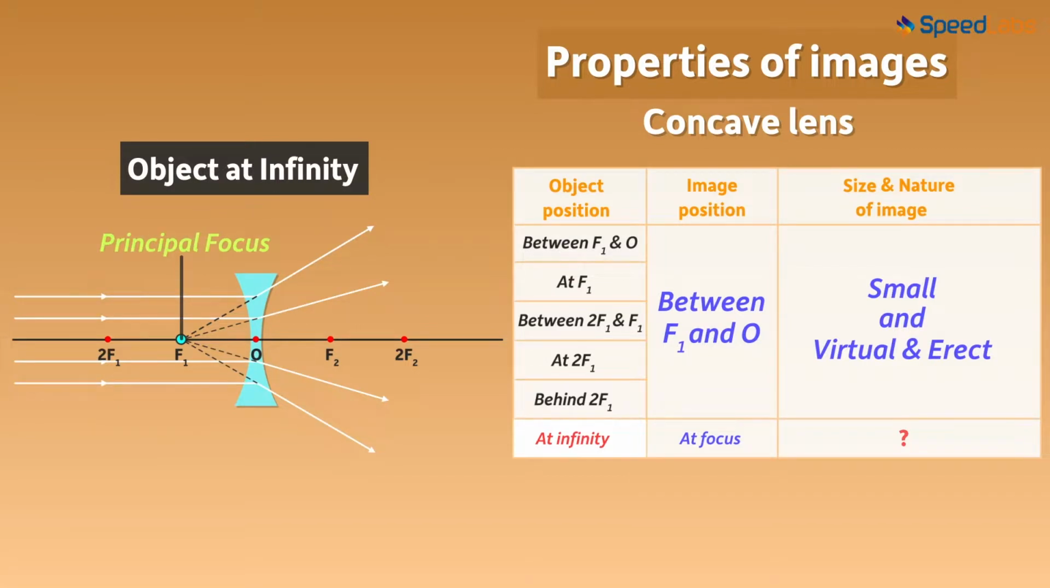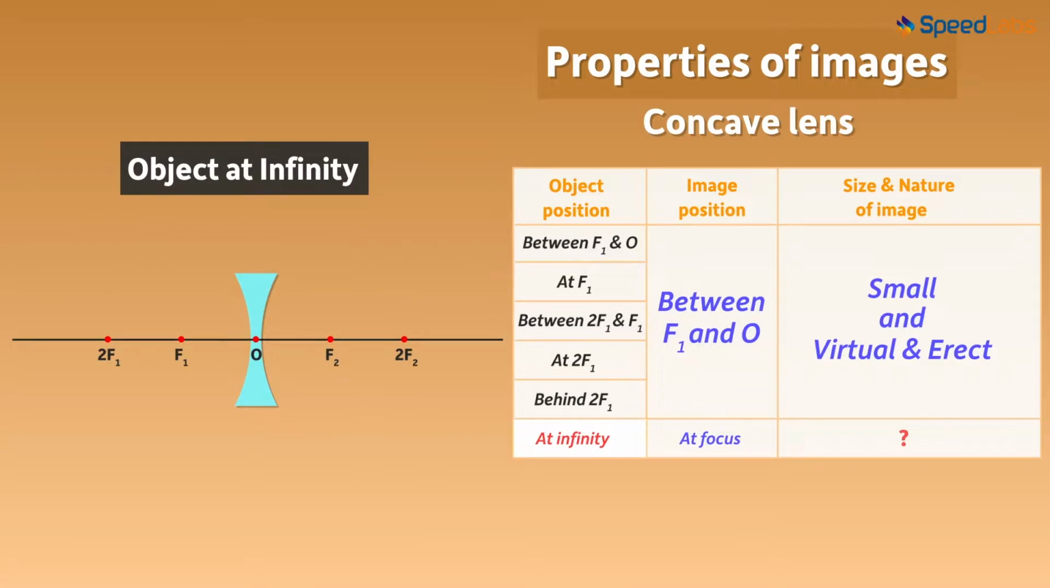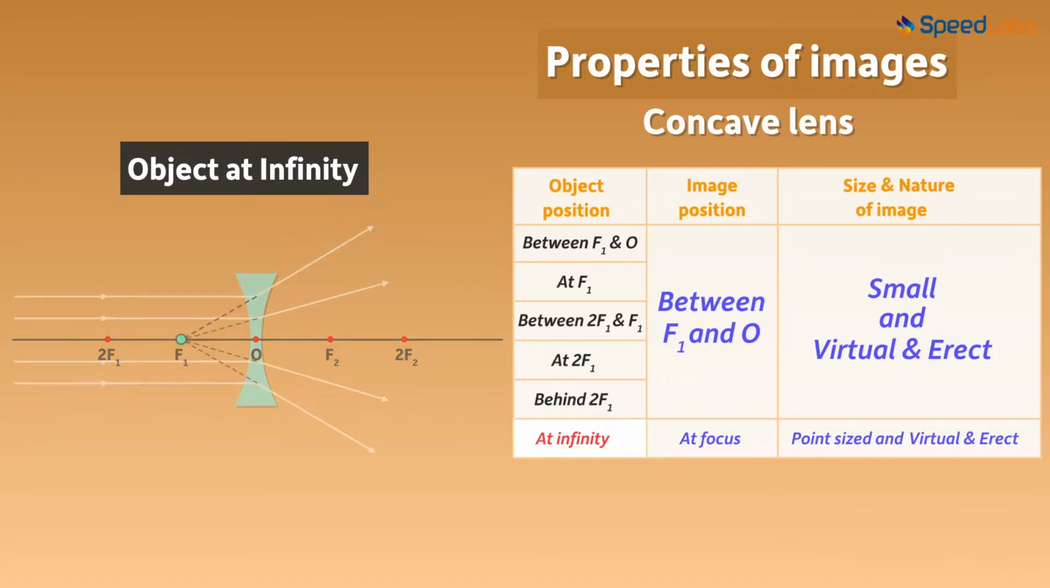However, this may not always be the case. For instance, when the parallel rays are traveling in this direction, then the rays appear to come from this point, which is a focus but not a principal focus. This image is also virtual and erect. And as it's formed at a single point, it's very small in size. When the object is at infinity, the image is formed at the focus. The image is point-sized and it's virtual and erect.